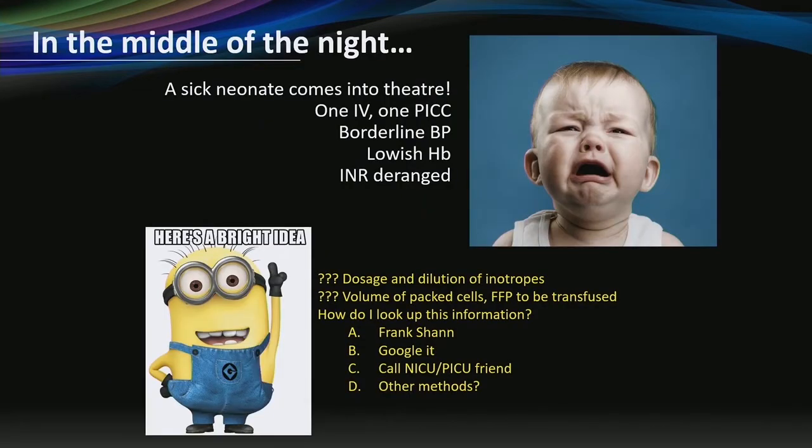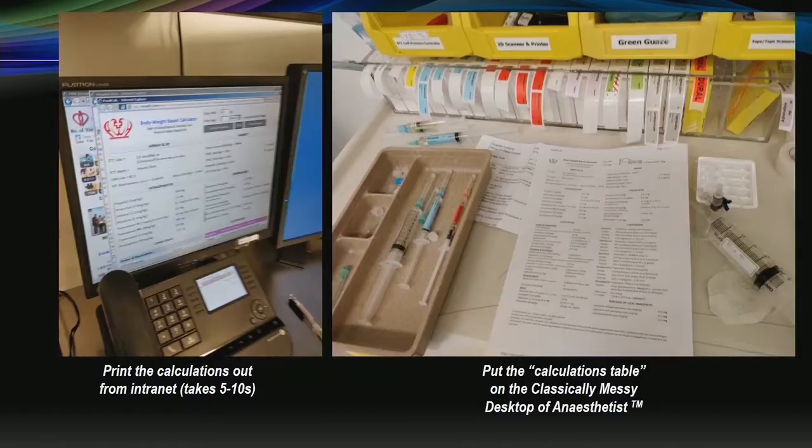So let's say in the middle of the night, a sick neonate comes into theatre and he has one IV and one PICC, and he's having borderline lowish blood pressure and a low hemoglobin, and the INR was deranged. So how do I look up the drug information, for example, the dosage and dilution of inotropes, and what is the volume of PRBCs and FFP to be transfused? Remember, this is in the middle of the night, so there may be no one to ask for help.